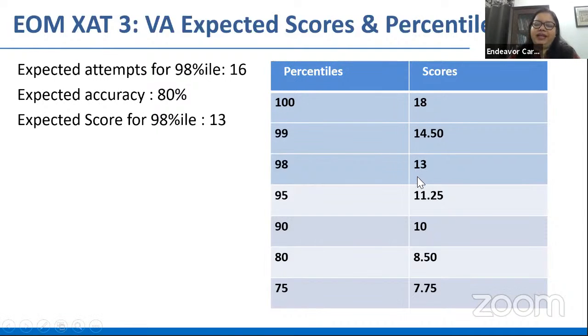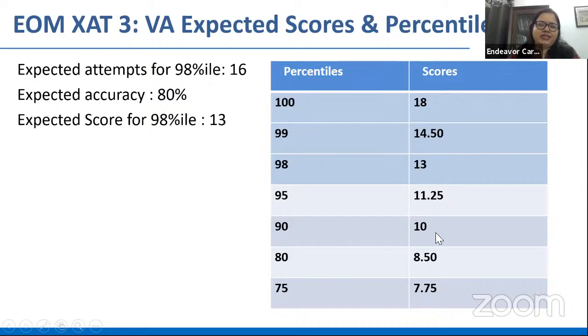A score of 13, which is slightly on the higher side in comparison with the previous mocks. A score of 14.50, which is again slightly on the higher side, for a 99 percentile. 14.50 for a 99 percentile, 18 plus for a 100 percentile. 11.25 for a 95 percentile, a score of 10 fetches you a 90 percentile, a score of 8.50 fetches you an 80 percentile, and a score of 7.75 fetches you a 75 percentile.